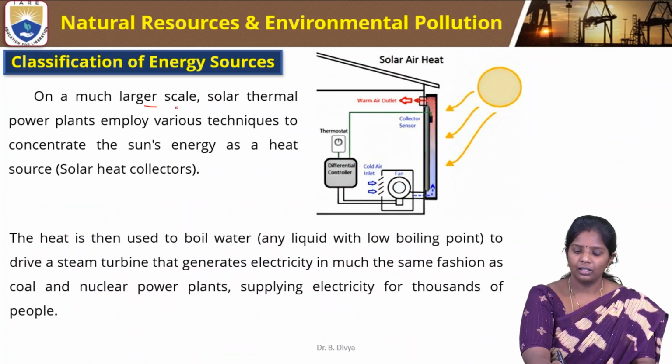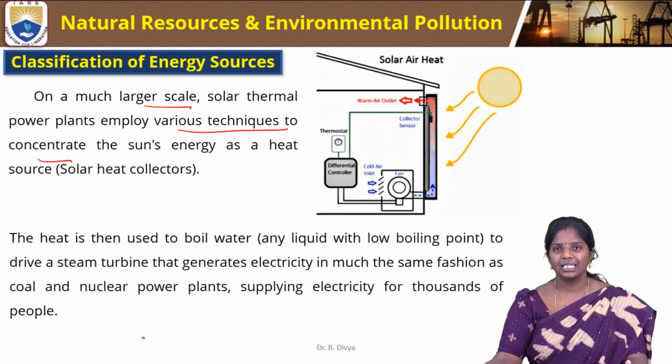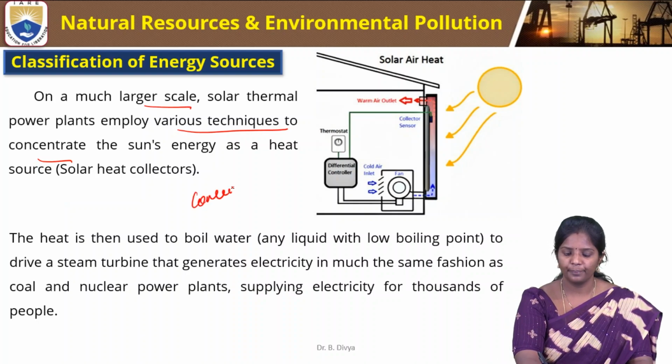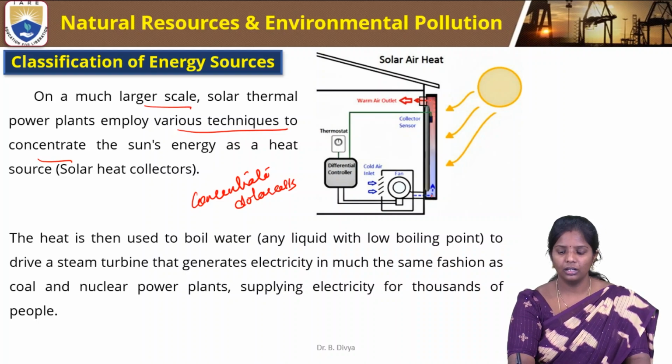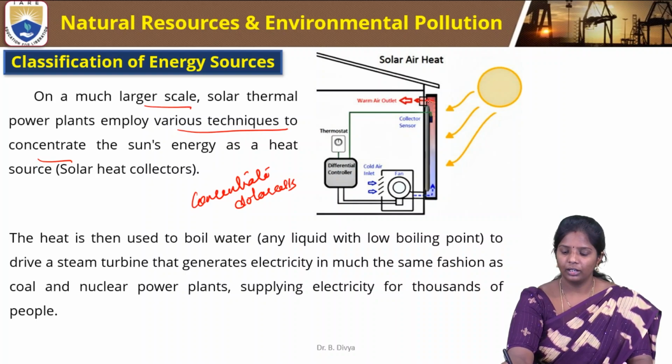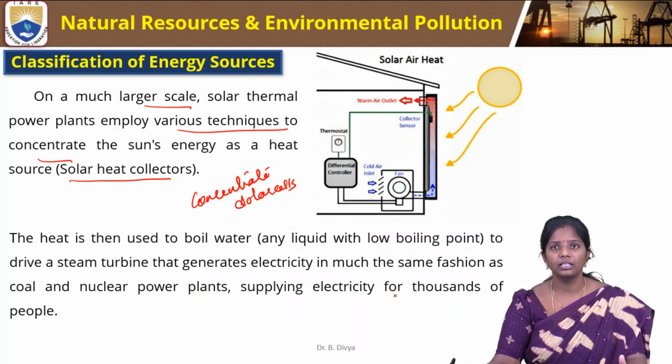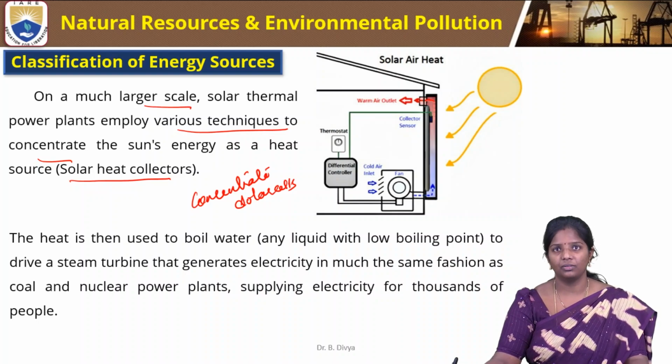On a much higher scale, solar thermal power plants employ various other techniques like concentrators. These are called concentrated solar cells, wherein we use a tube-like thing so that there is hot water going through. We use that heat, converting it into electricity. These are also called solar heat collectors, where the sun's energy as a heat source is used for heating purposes. Solar thermal energy conversion is how we use sunlight also for thermal applications.